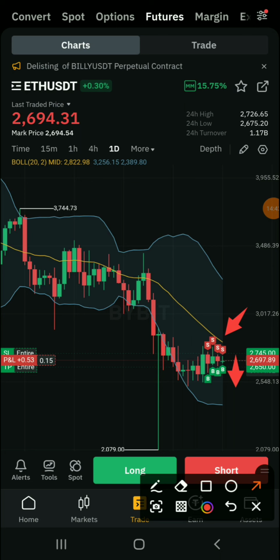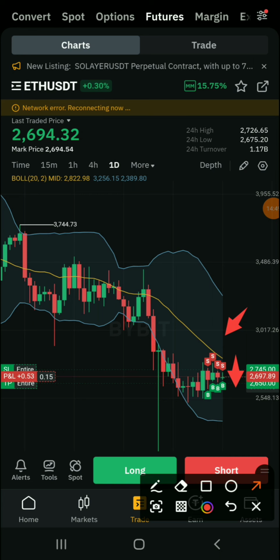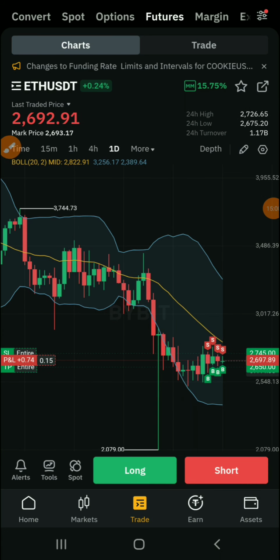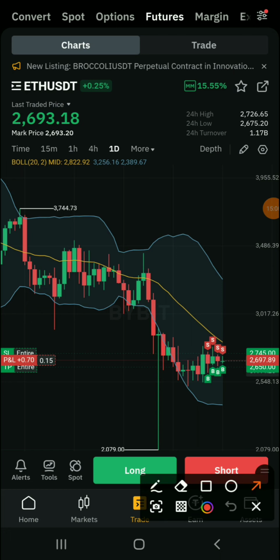Our stochastic RSI is telling us that it has been buying for a very long time and it wants to start selling. So we have all the indicators telling us that Ethereum USDT wants to go down. Having known this, the next thing you have to do is to switch to the 4 hours time frame. All you have to do is to toggle this 4 hours on.